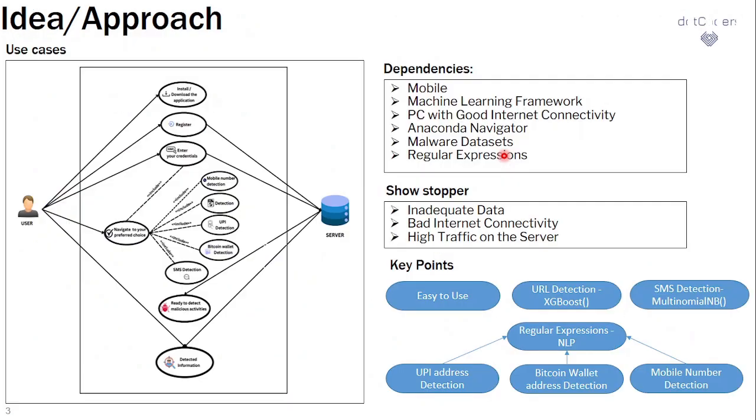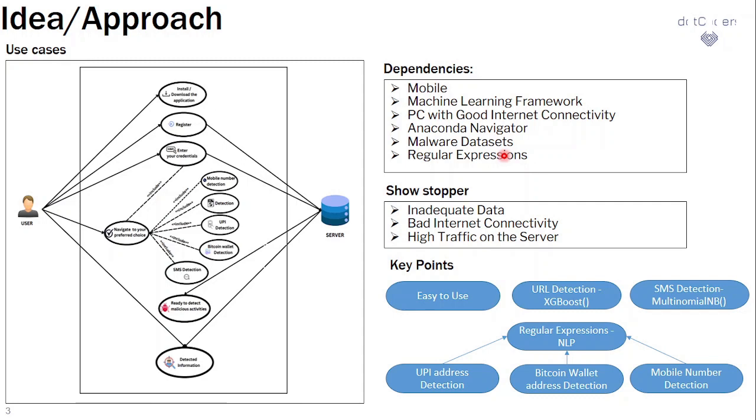Now let me explain the use cases. At first, the user needs to install or download the mobile application, and then register. After entering credentials, as mentioned earlier, he navigates through his preferred category, enters the input, and our backend architecture will predict whether the given input is fraud or not. After successful execution, the user will know whether the given URL is fraud or not.